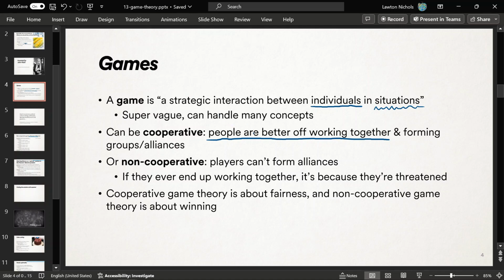So cooperative games are when people are better off working together, and it's always best to form a group or an alliance to get together. We'll always do the best that way. It's not good to work alone in a cooperative game.